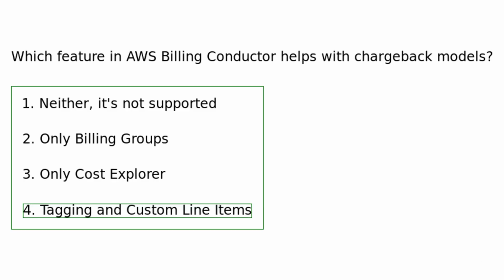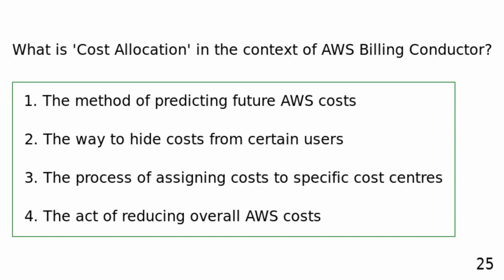In AWS Billing Conductor, tagging and custom line items help with chargeback models by accurately allocating costs to responsible parties. What is cost allocation in the context of AWS Billing Conductor?